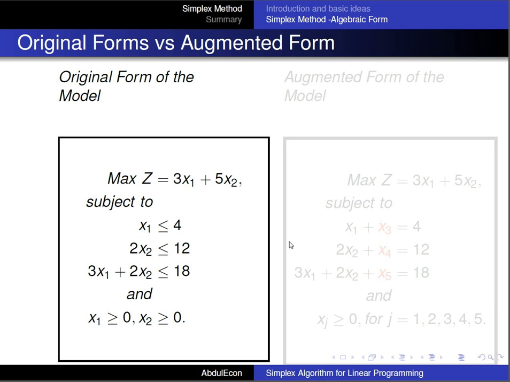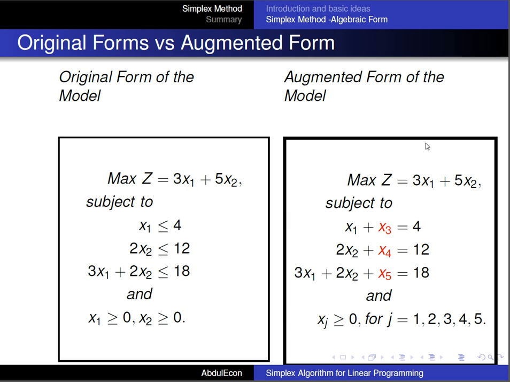now we are going to introduce what we call slack variables to change basically these inequalities to equalities. And please note that we don't include slack variables in the objective function of the transformed model. The reason is that in the old model we had no inequality in the objective function, so we don't change anything here. But here, because we are changing the inequalities to equalities, we introduce slack variables.